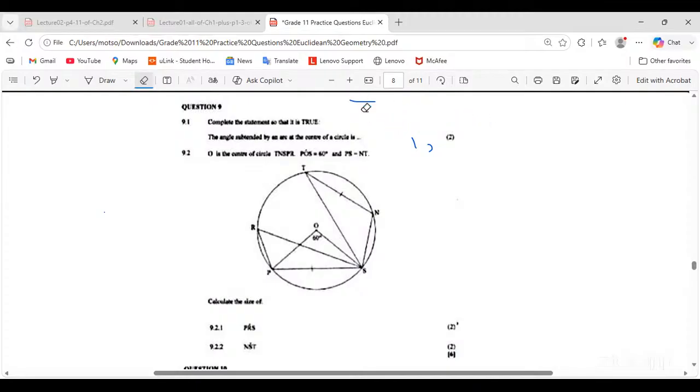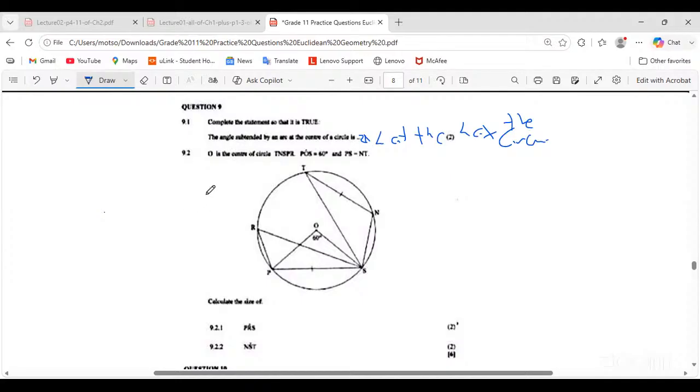So now, when completing that statement, we're going to say, the angle subtended by an arc at the center is 2 times the angle at the circumference of the circle. The angle at the center is 2 times the angle at the circumference. So yes, that is 9.1.